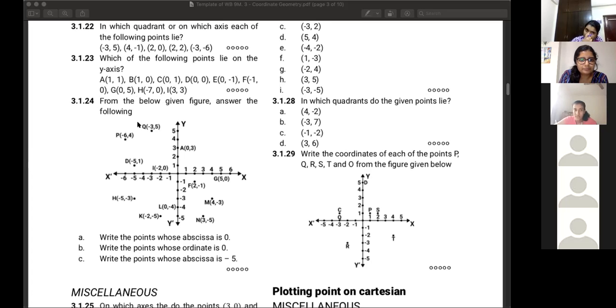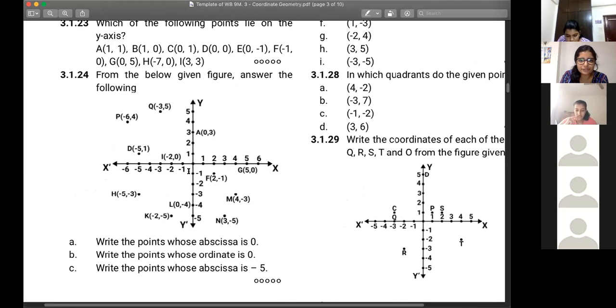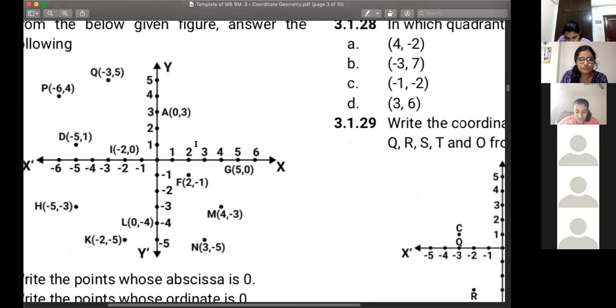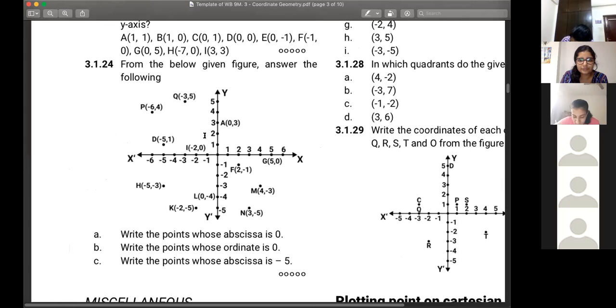Okay. From the figure given below, answer the following. So you're given a Cartesian plane and some questions based on it. Just zoomed in so that it's a little clear. Okay. Write the points whose abscissa is 0. Suhani? Yes, ma'am. Let me just write it down.